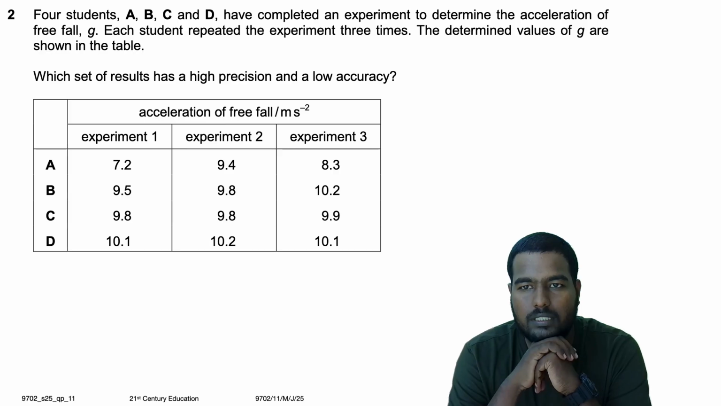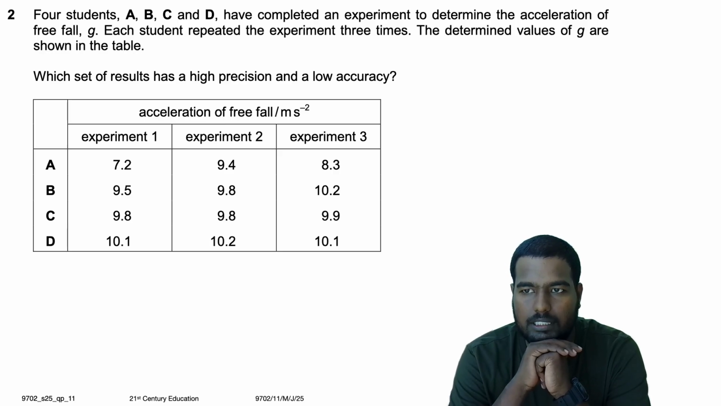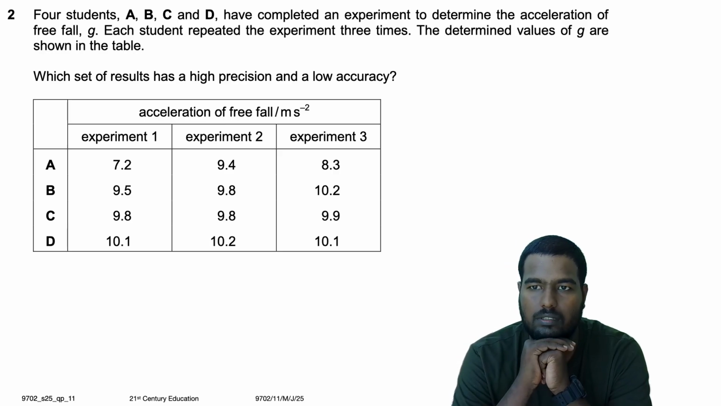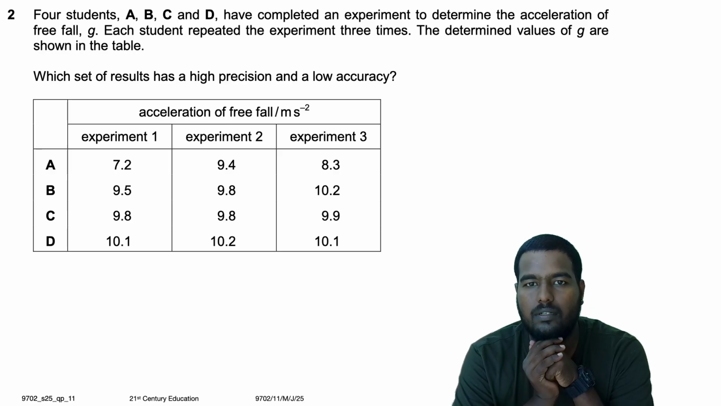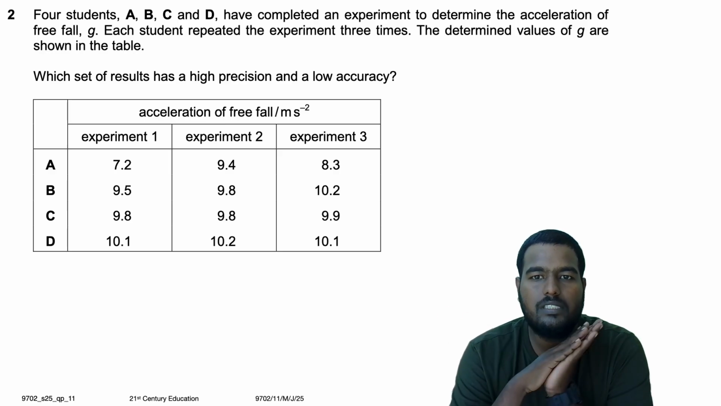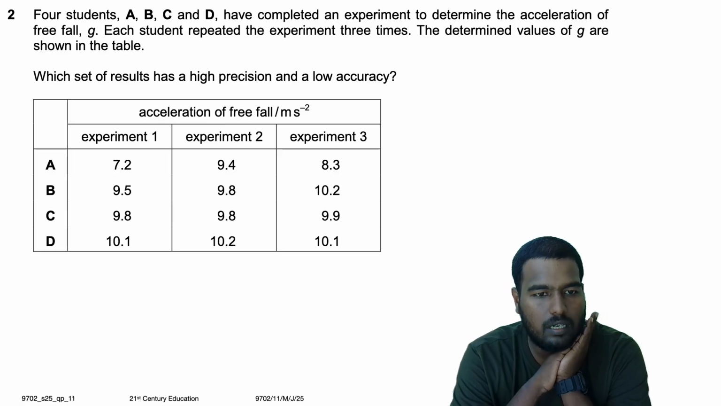Four students A, B, C, and D have completed an experiment to determine the acceleration of free fall. Each student repeated the experiment 3 times. Determine the values of g as shown in the table. Which set of results has high precision and low accuracy?